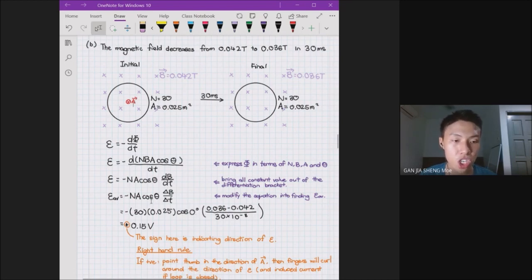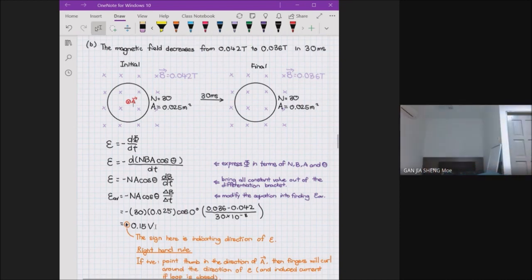But for now, for the change of magnetic field, you take 0.036 minus 0.042. So now it's a smaller number minus a larger number, so you should expect the numerator here to be a negative value. Divide by the time, 30 milliseconds. So this bracket here has a negative, multiplied with a negative in front. Therefore, you get a positive answer of 0.15 volt. So right now, the answer is positive 0.15 volt.